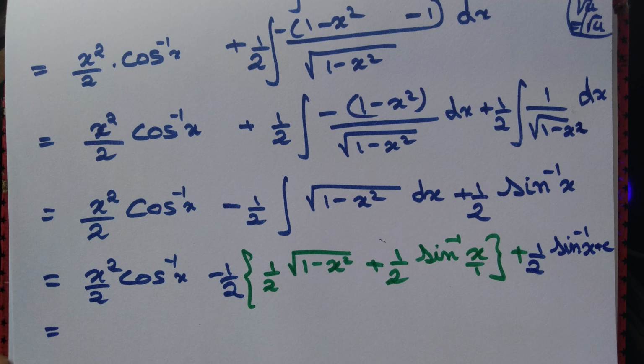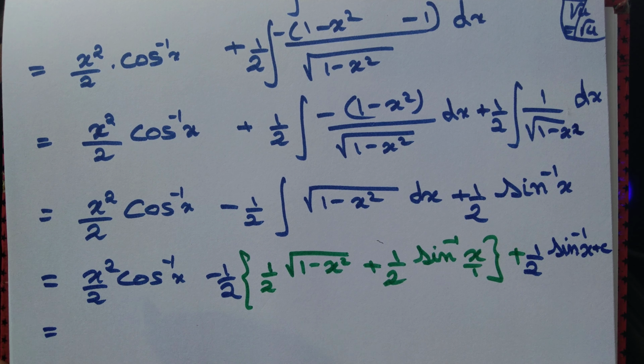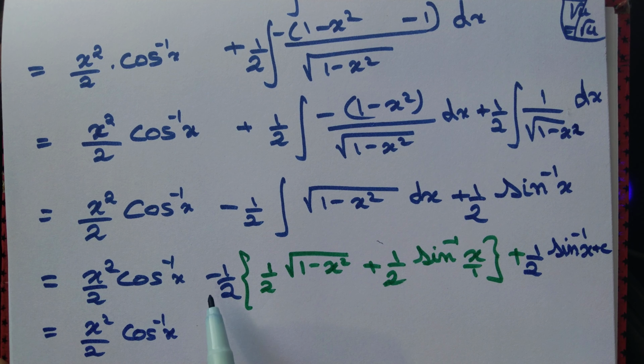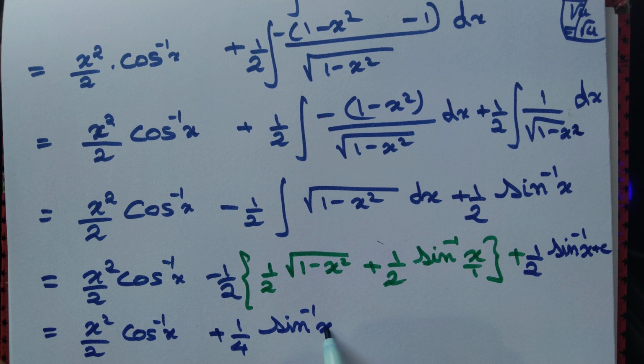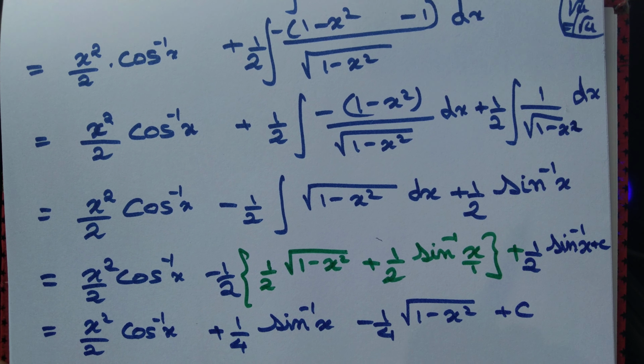Can we simplify it out? Yes, we can simplify it a bit. And write this integral as x squared by 2 cos inverse of x, and then you got minus 1/4 sine inverse of x plus half sine inverse of x. Half minus 1/4 is just 1/4, so plus 1/4 sine inverse of x, and then you got minus 1 by 4 x root over 1 minus x square plus some constant of integration.